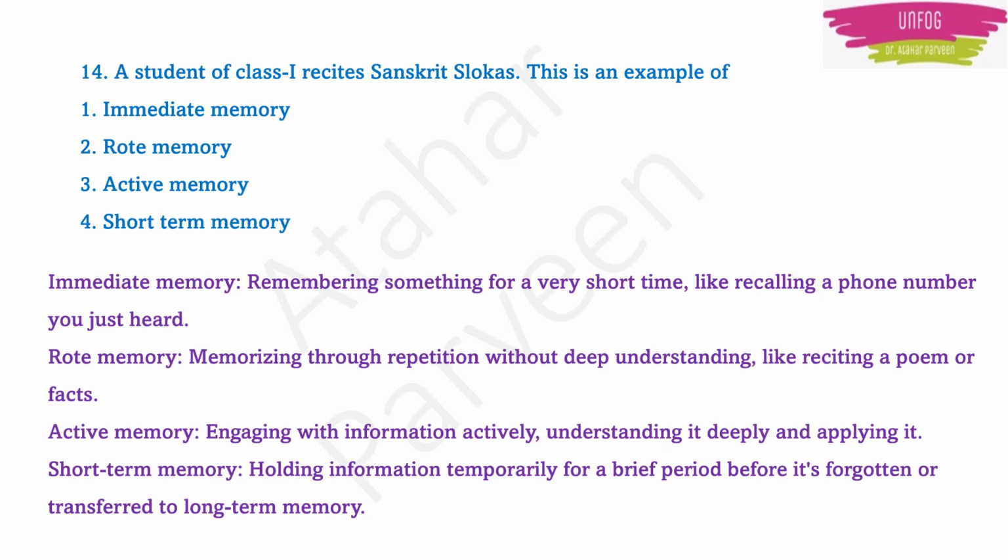Then what about other 3 memories? What is immediate memory? It is like remembering something for a very short time, like recalling a phone number or maybe someone's name you have just heard. Then later you forget it. That is known as immediate memory. Then what is active memory? Active memory means engaging with information actively and trying to understand it deeply, and also in fact applying that information. That is active memory. And then what about short-term memory? Holding information temporarily for a brief period before it's forgotten or transferred to long-term memory. Means it is a little bit longer than immediate memory, you can say, but it is shorter than active memory.